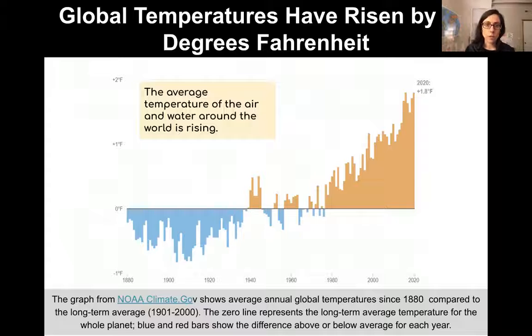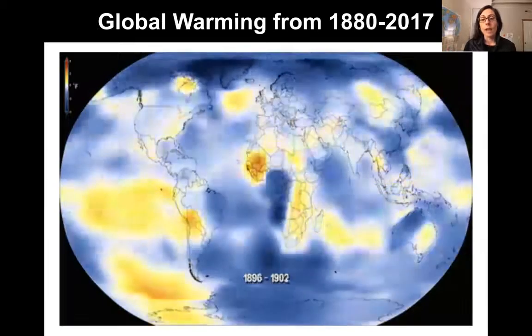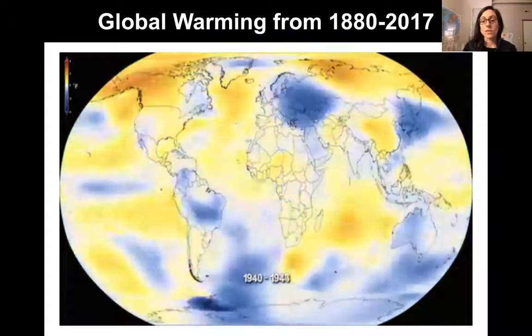So showing the average temperature of the air and water around the world rising, and helping them really understand that here we've got the zero line being average temperatures, and anything below is showing what was below the average. Anything above is showing what is above the average. So you can get a real clear sense that it's definitely rising. I also think images like this are really helpful to drive that home. So thinking about showing them from 1850 all the way up through 2020, what has really been going on with the global mean temperature. And then another image that can be really useful is just that time lapse.